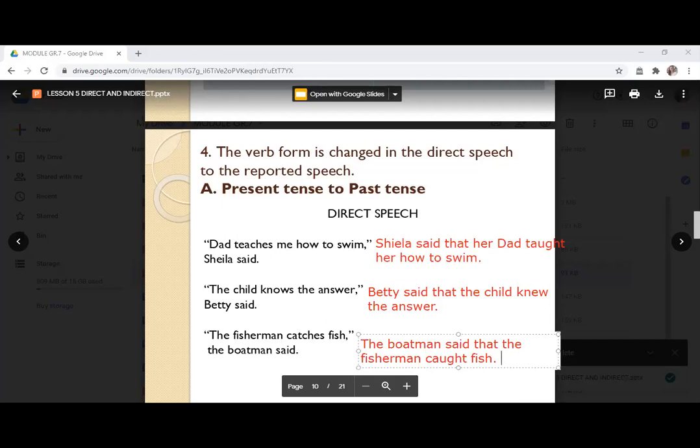Maliwanag? Bakit hindi po pwede yung had caught, ma'am? Kasi mga anak, when we say had caught, that is not a past tense. If we use had, that is past perfect tense. Ang kinakailangan lang natin ay past tense, not past perfect tense. Did you get me, mga anak?